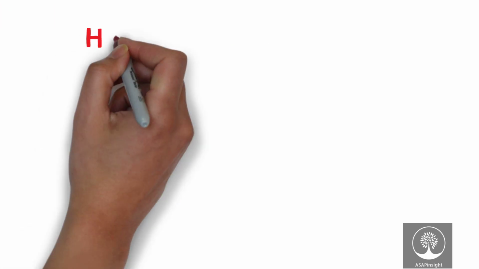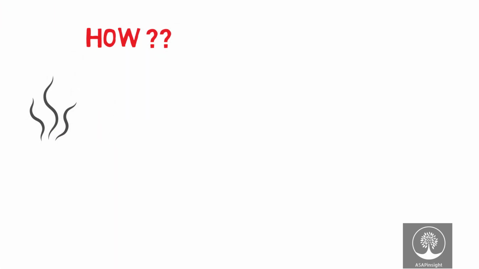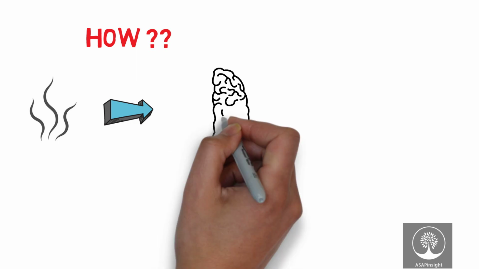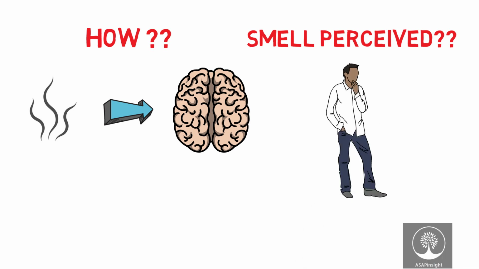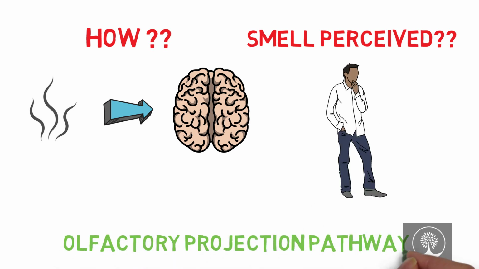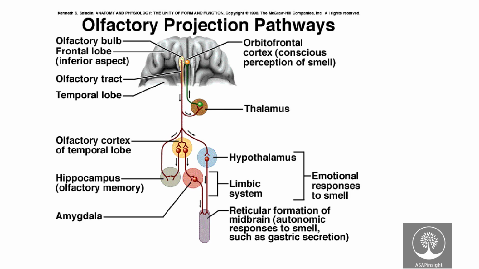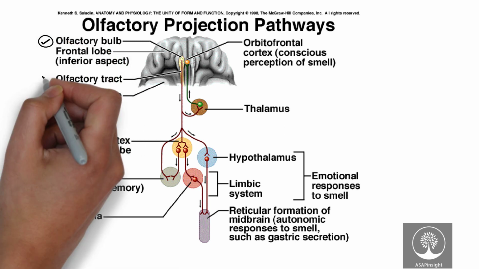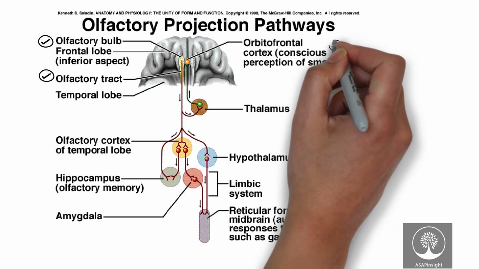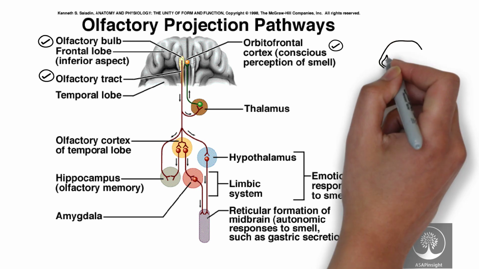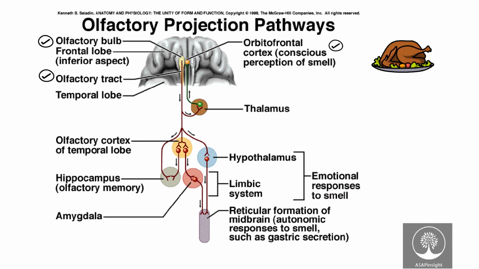How does an odor molecule enter the brain? How is any smell perceived by any human being? This can be understood by the olfactory projection pathway. The olfactory projection pathway consists of the olfactory bulb, which extends to form the olfactory tract. Another important structure is the orbitofrontal cortex. This is responsible for conscious perception of smell. For example, you tend to recognize the smell when something tasty is cooked in your kitchen.